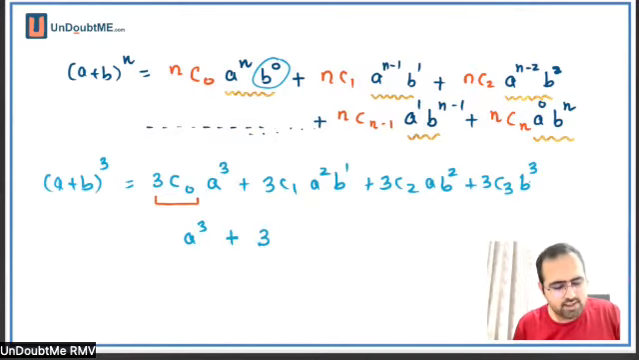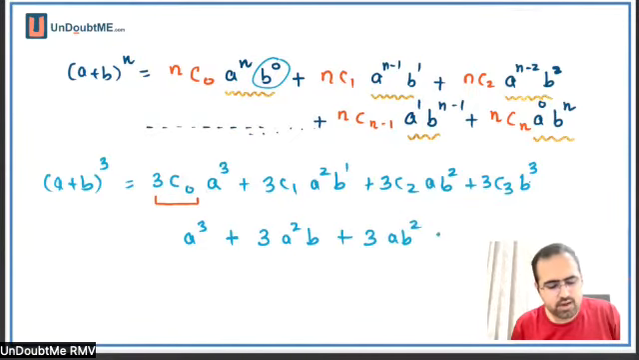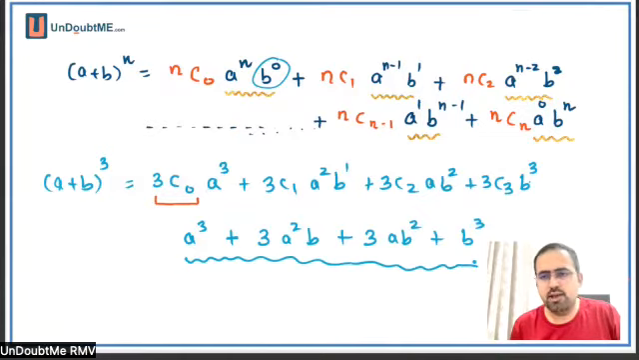Okay, 3C1 is 3, a square b. 3C2 will be 3, a b square. And 3C3 is 0, not 0, it will be 1. So it will be b cubed. So that is my final answer. Now you may be wondering that I have written it directly.